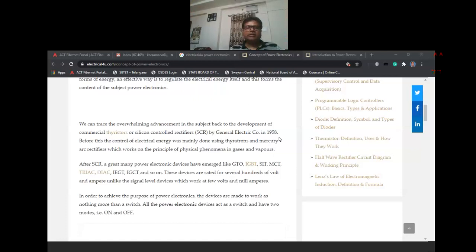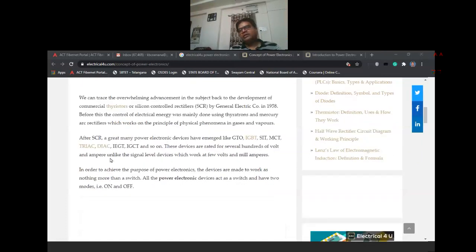And as we have discussed, many developments came after that. Technological advancement came into picture. Because of that, many power electronics devices came into picture. After SCR, a great many power electronic devices have emerged like GTO, IGBT, SIT, MCT, that is MOS controlled thyristor, TRIAC, DIAC, IEGT, IGCT, and so on. These devices are rated for several hundreds of volts and amperes, unlike the signal level devices which work at few volts and milliamperes.